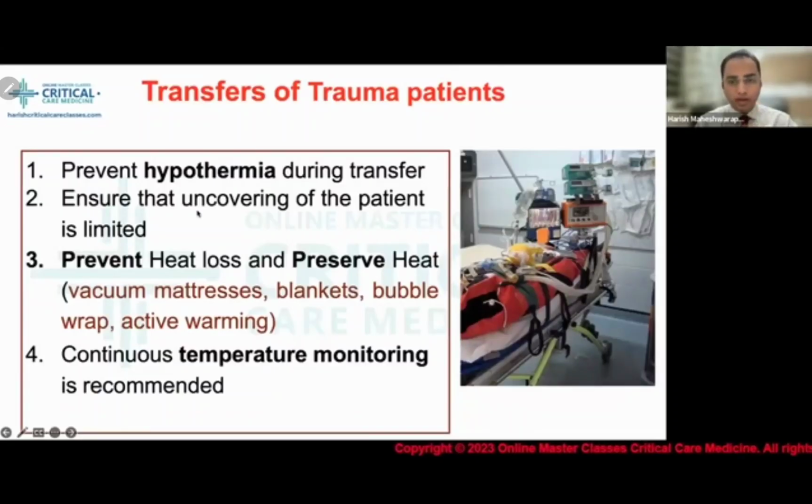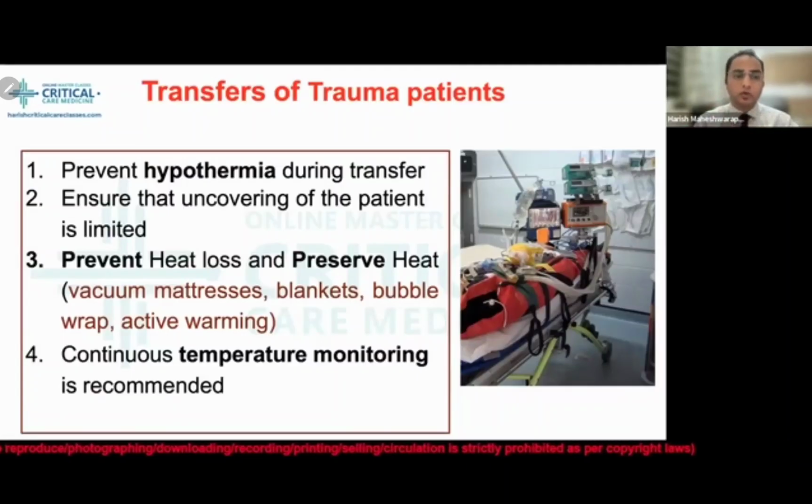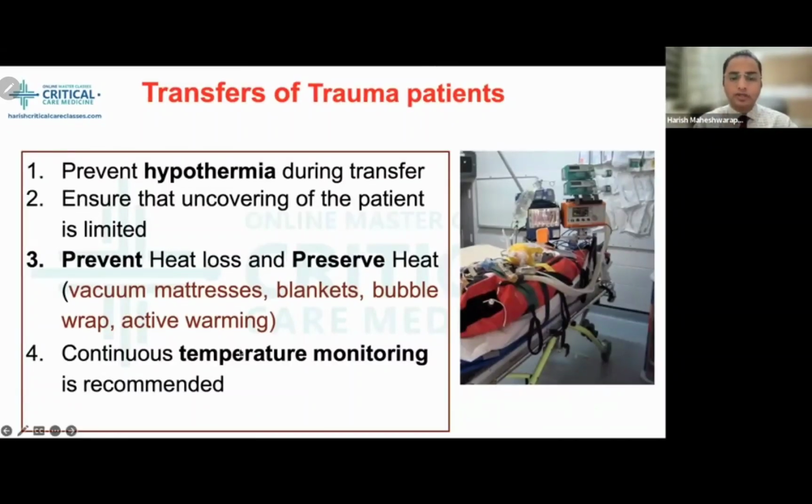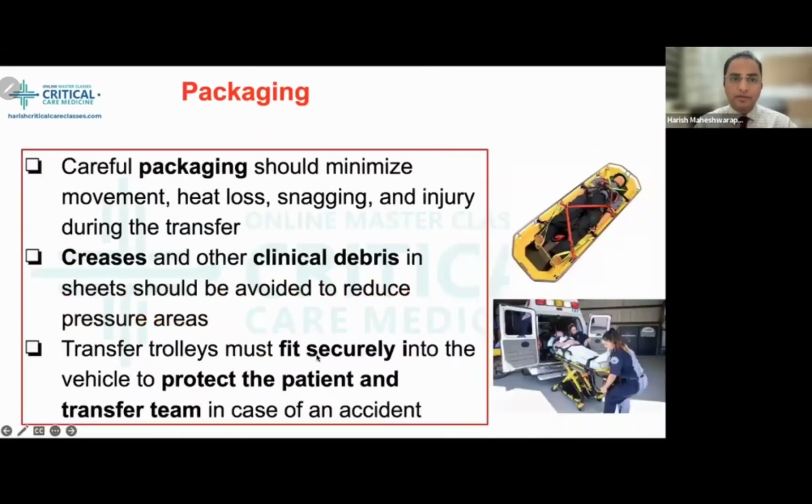So, prevent hypothermia in trauma patient during transfer. Ensure that uncovering of the patient is limited, because hypothermia, acidosis, and coagulopathy will initiate the triad of death. So prevent heat loss and preserve heat, using vacuum mattresses, blankets, bubble wrap. Active warming, all these things are very, very important. Continuous temperature monitoring is recommended.